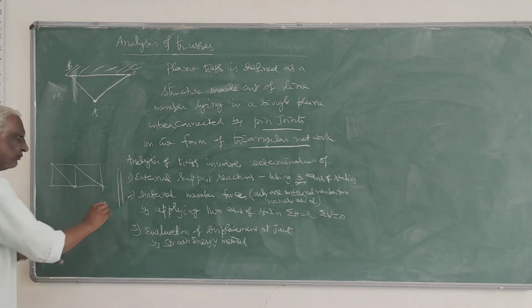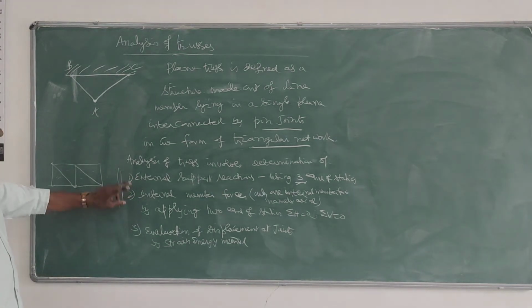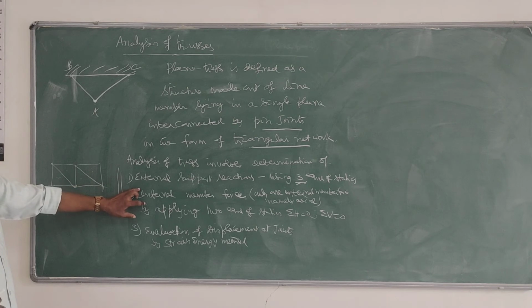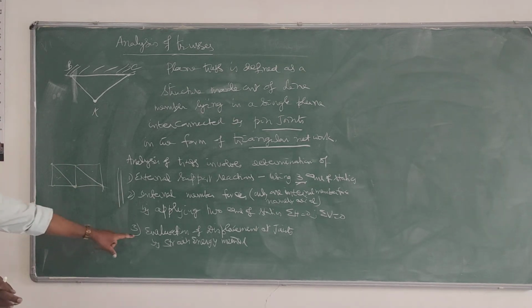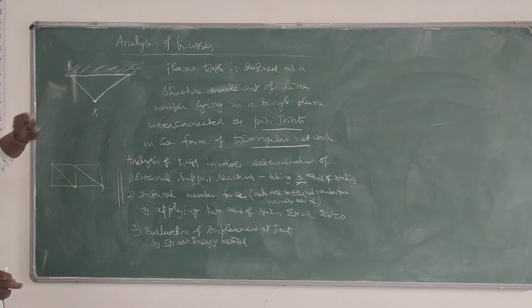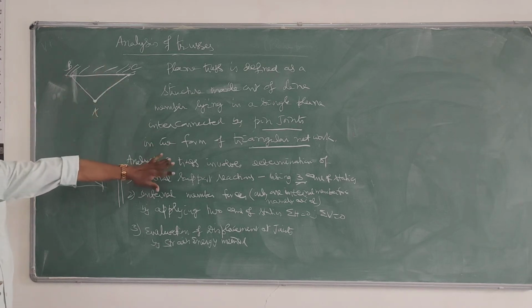So here now we will take up only this evaluation of external support reactions and internal member forces. Then we can do the displacements. So in this type of truss, whatever we have considered, here it is only one joint, only one network.